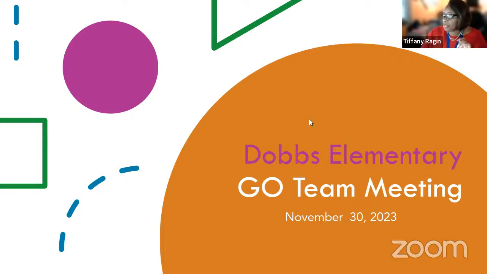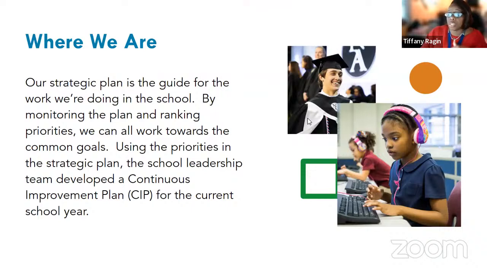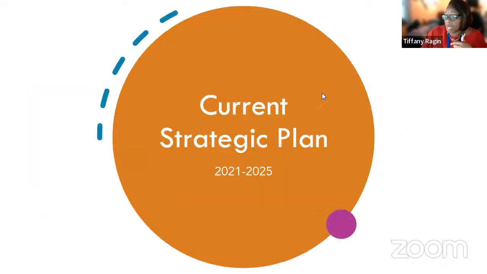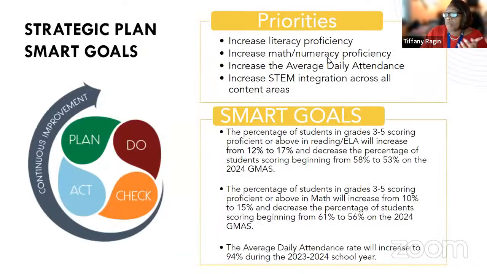All right. So with our discussion items, the first part is where we are with the strategic plan. We had a SIP, the monitoring plan, ranking our priorities and working on common goals. And we have a continuous improvement plan, which is also inclusive of our short-term action plan, which is basically our goals for the year. So here I will discuss the strategic plan, which is an extension of the SIP and our MAP data. Our current strategic plan, similar to the SIP, is to increase literacy proficiency, which is really our main goal this year, especially with the district's data, to increase math numeric proficiency, increase the average daily attendance, and increase STEM.